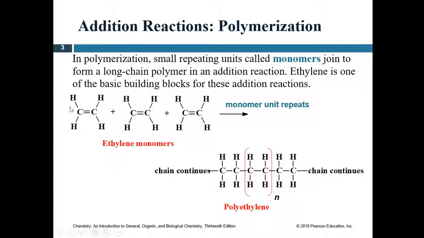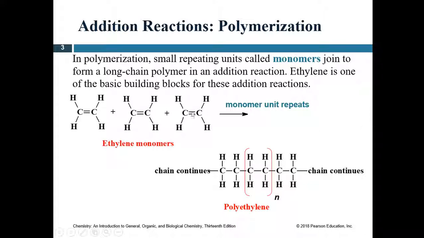So if we put an ethylene molecule and an ethylene molecule and another ethylene molecule and a whole bunch of them, we're going to get this polyethylene chain. And if you look on the bottom of different plastic items, you might see the abbreviation PE. And guess what PE stands for? It is polyethylene. Notice it's a very long repeating chain.